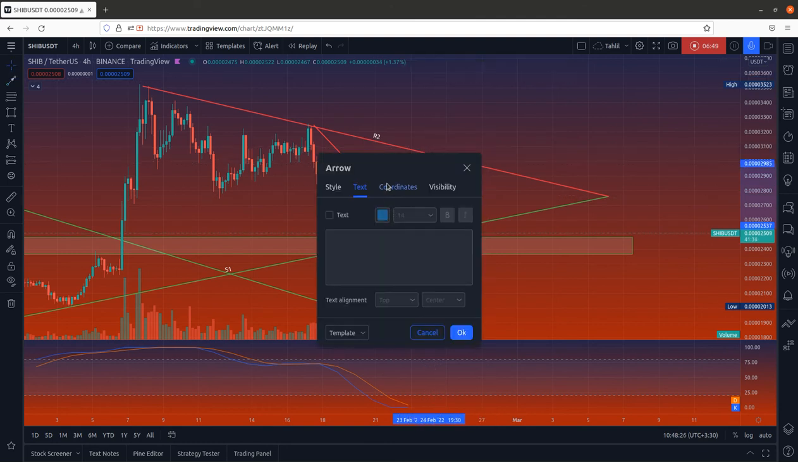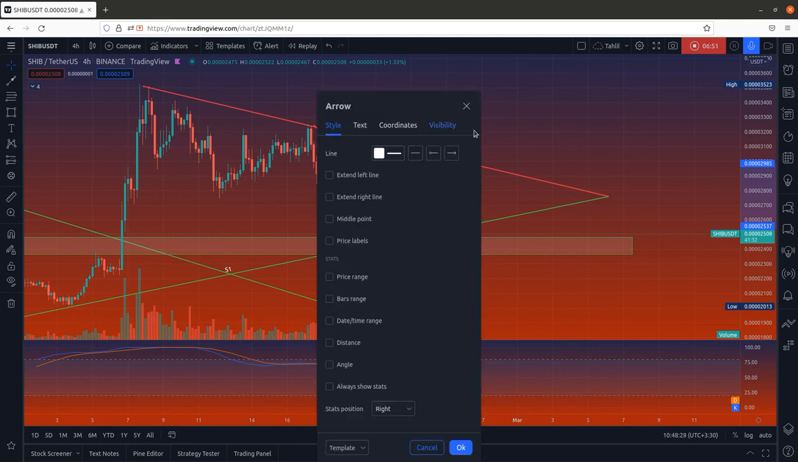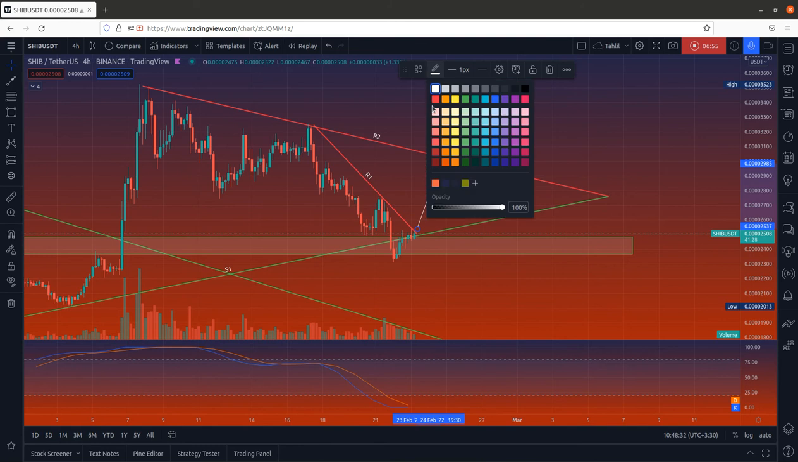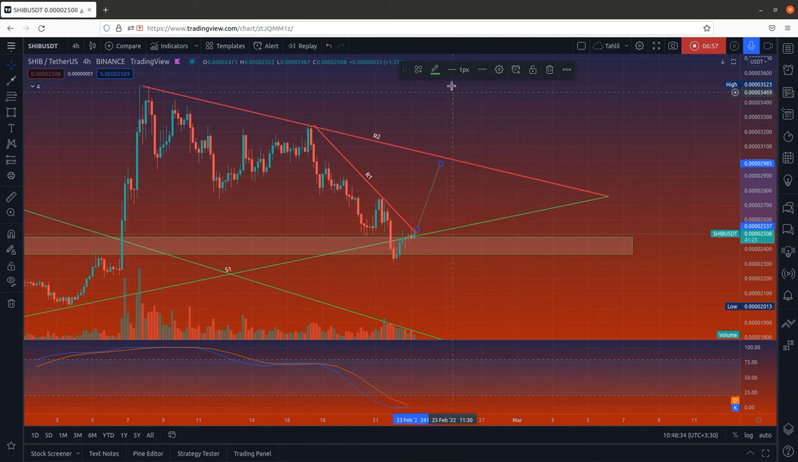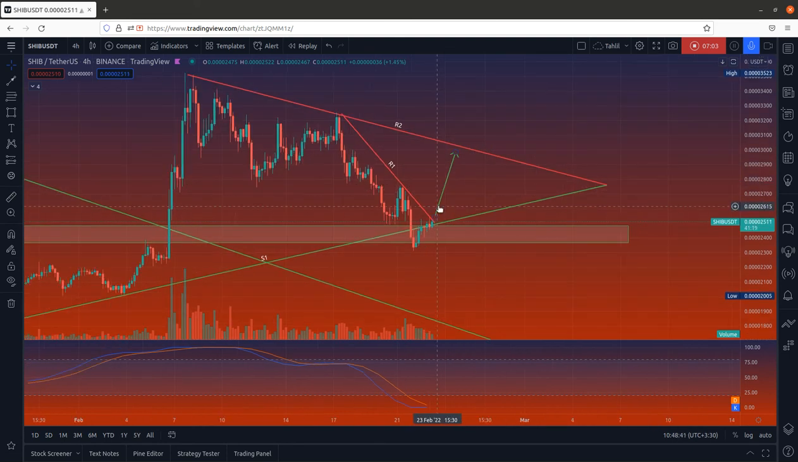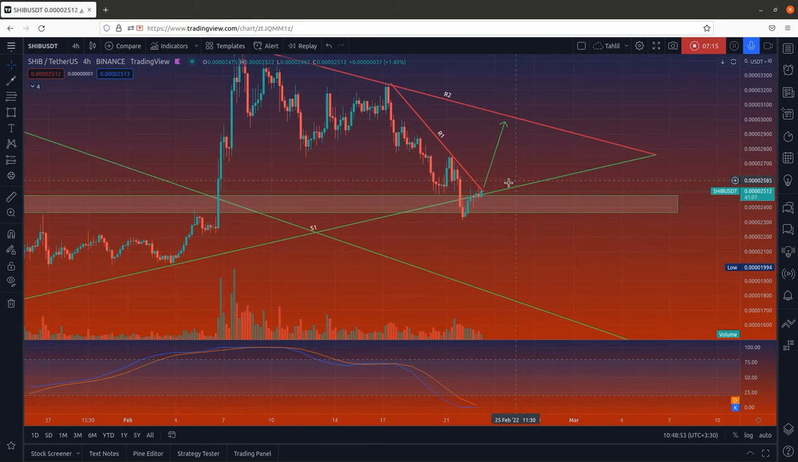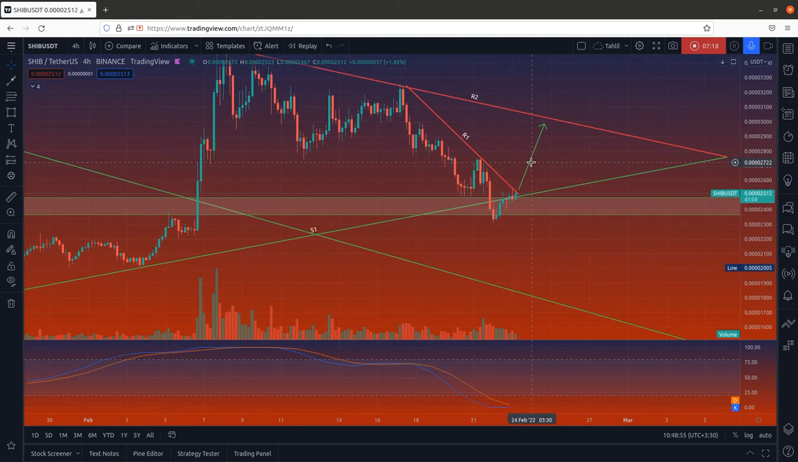Let's color it as green, make it a little bit thicker. If the price is able to break this resistance, R1 resistance, the price will go up to the next resistance, which is R2. And if R2 is also broken, then it will go further higher. This is in case R1 is broken.